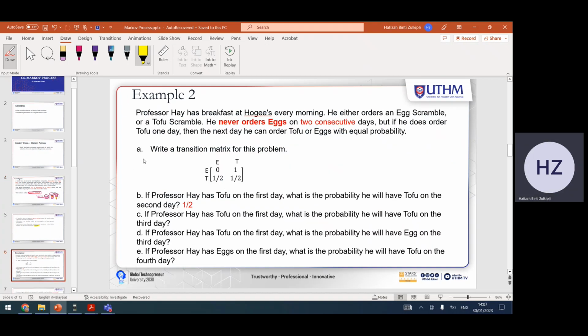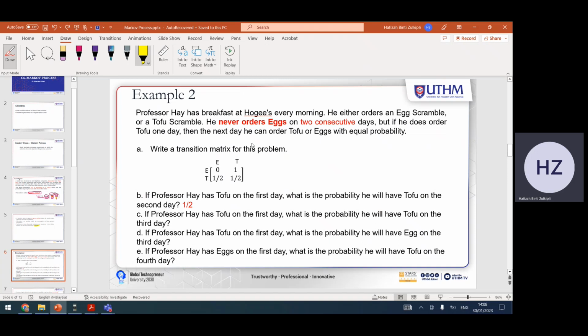Okay, so we will look at example 2 here. So Professor Hay has breakfast at Hoggies every morning. He either orders an egg scramble or a tofu scramble.